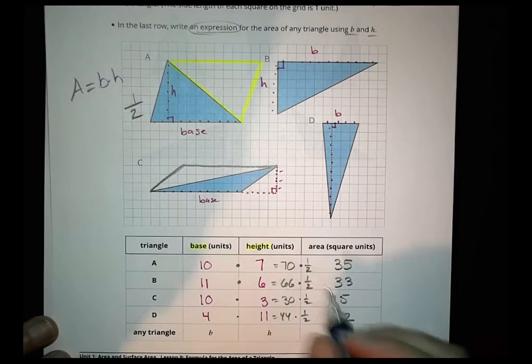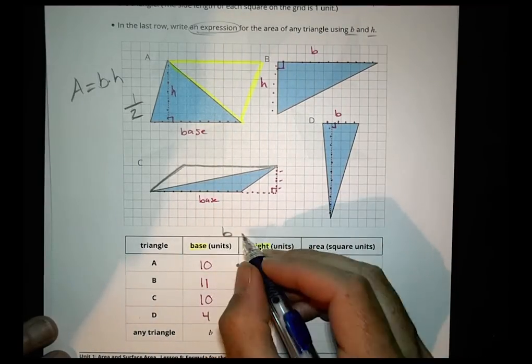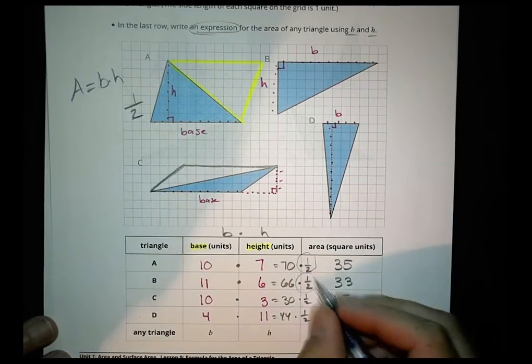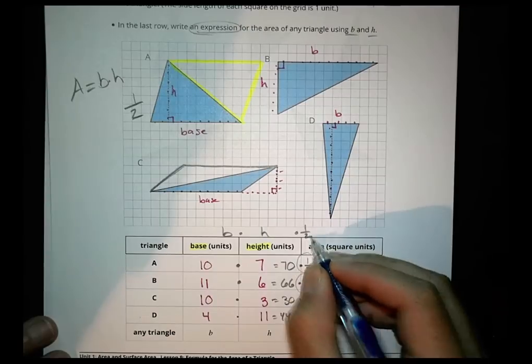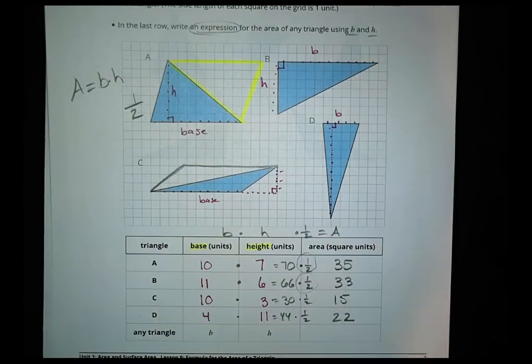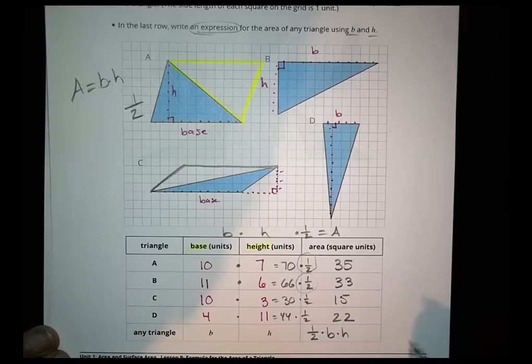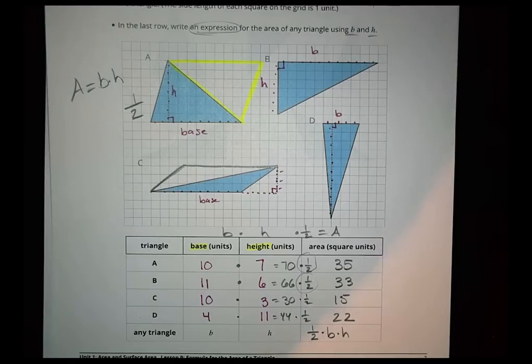So what we're noticing here is that I am doing a base, I'm multiplying it by a height, but I'm also multiplying it by what each time? By a half, in order to find out the area. So the way we would write that down is we would say that the area of any triangle is going to be half of the base times the height. And that becomes how we find the area of a triangle. That's our expression: 1/2 of the base times the height.